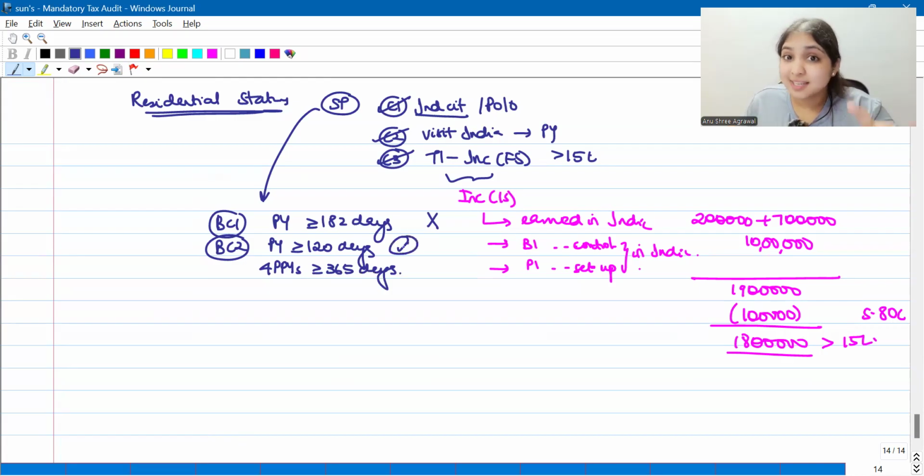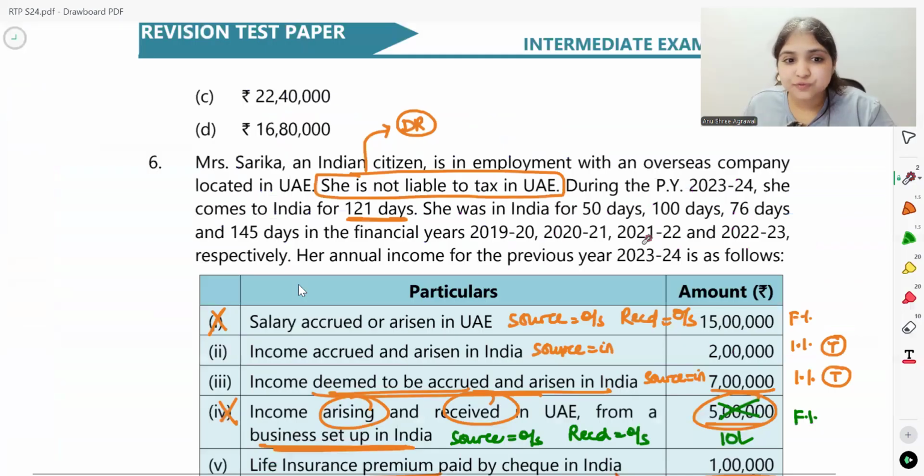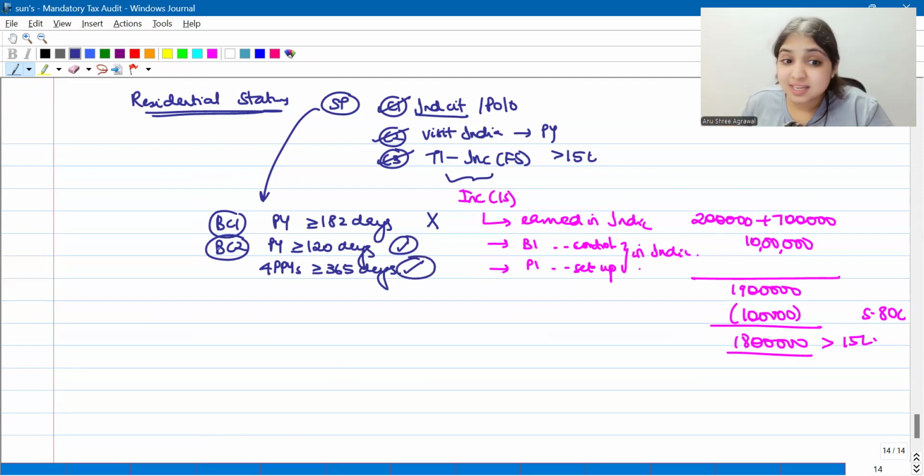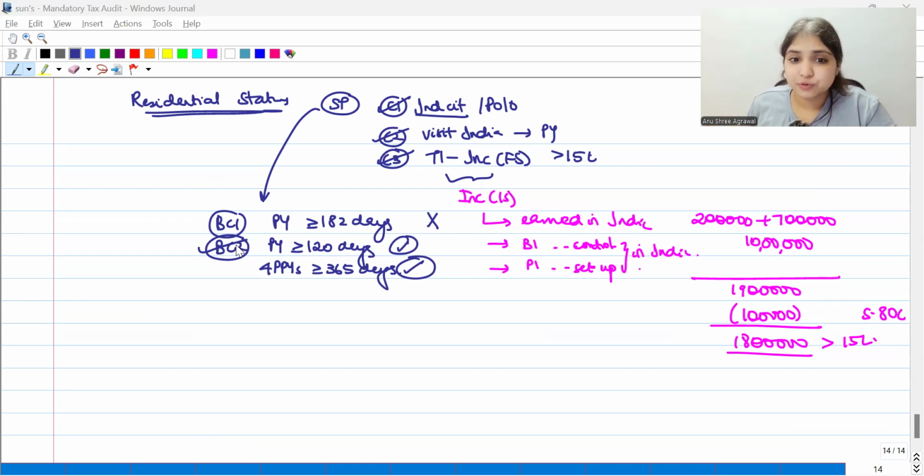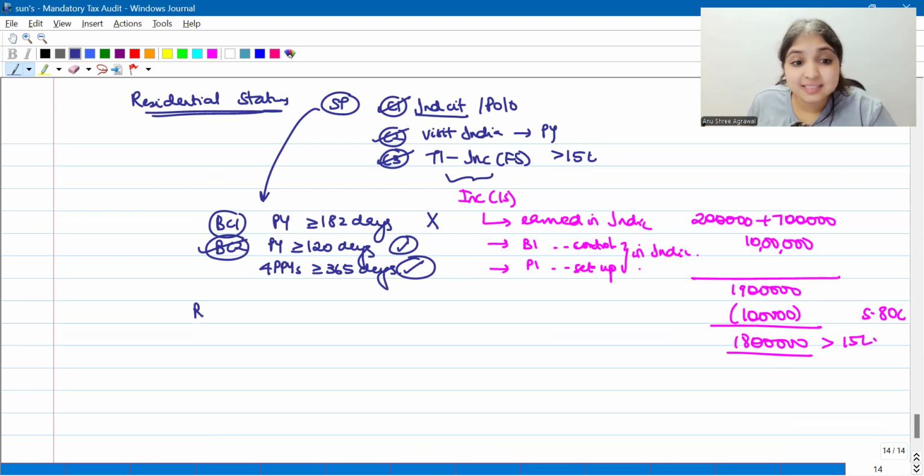So 120 days criteria, yes, this is fulfilled. But what about this 365 days criteria? Let's check, guys. Last 4 years, how many days? 50 plus 100 plus 76 plus 145. This is 371 days, guys, last 4 years. So even this condition is fulfilled. So basic condition 2 is fulfilled, guys. So because basic condition 2 is fulfilled, I can say that my assessee is a resident.